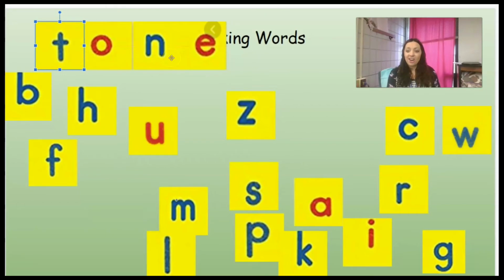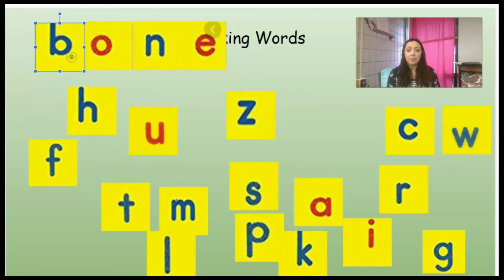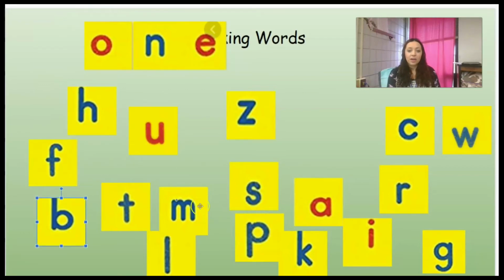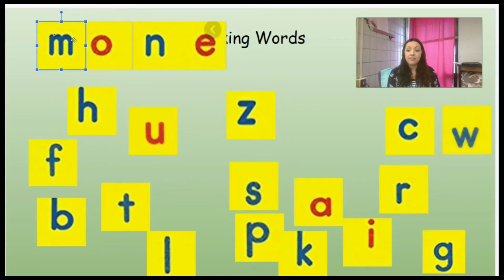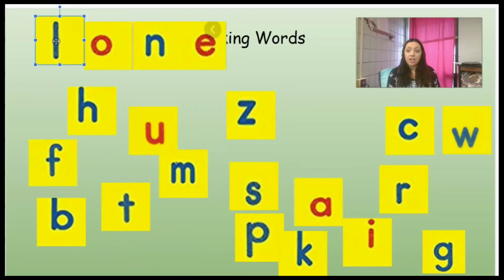Tone. Tone, very good. What happens if I just change my first consonant sound to a B? Now it's bone. Very good. All right. What if I was to make a silly word and put a P in front of it? It would be, or an M in front of it, it would be moan, but that's not how we spell moan. What if I put an L in front of it? Loan. Very good.